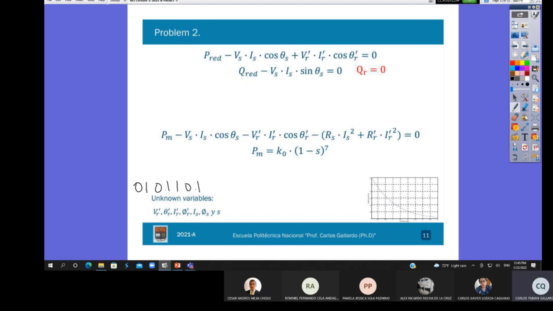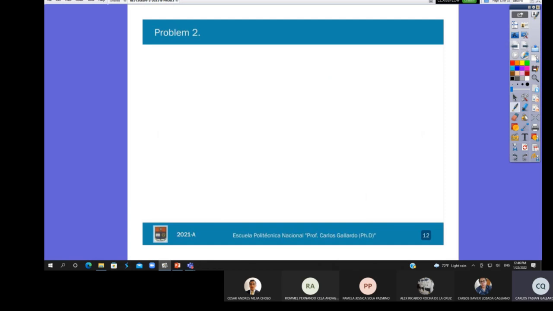Okay, the stator current 0.1, the angle 1, and for the slip 0. You can assume any value. I will assume this value. I will use the solver of MATLAB because I need to solve nonlinear equations. So solving these 7 by 7 equations, I will get the following result.